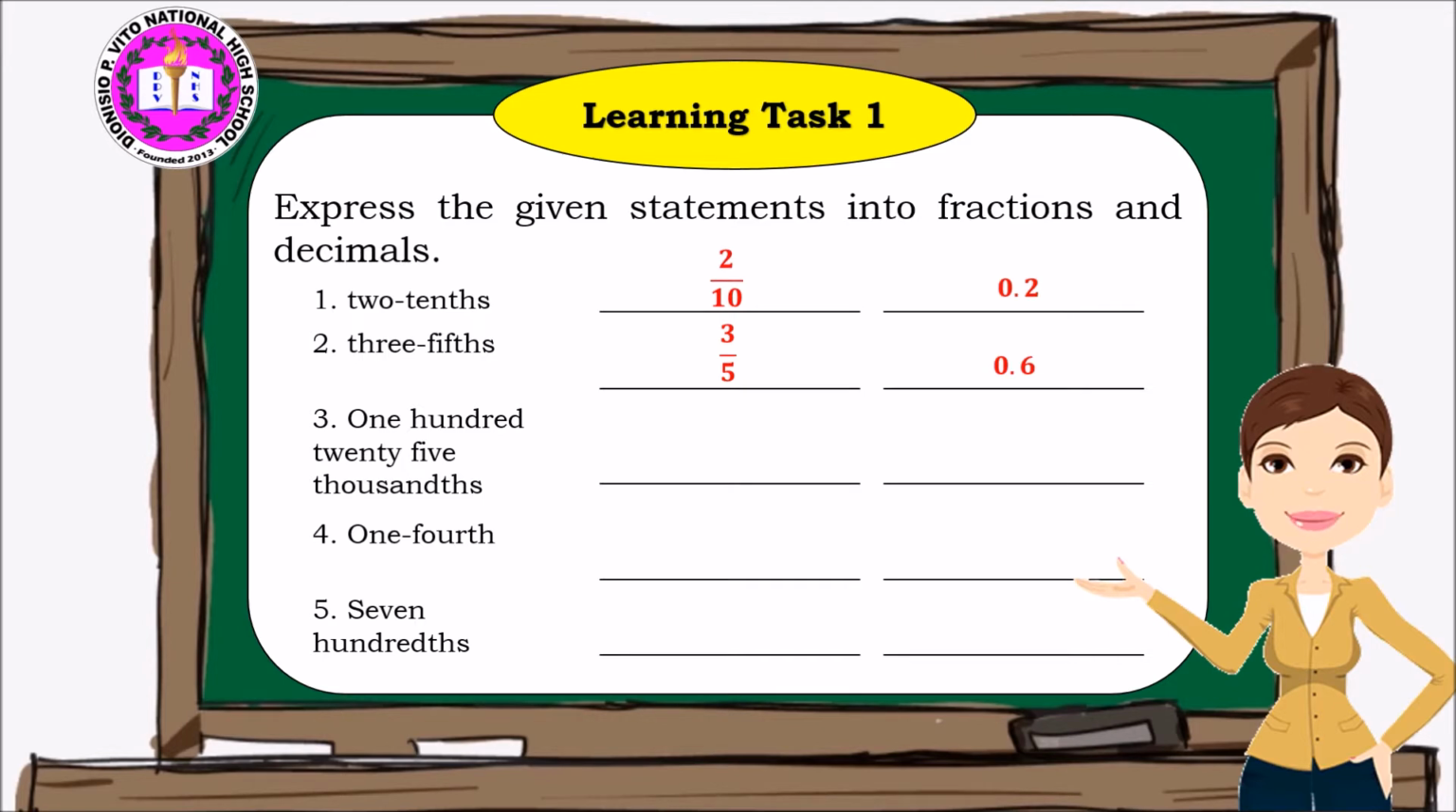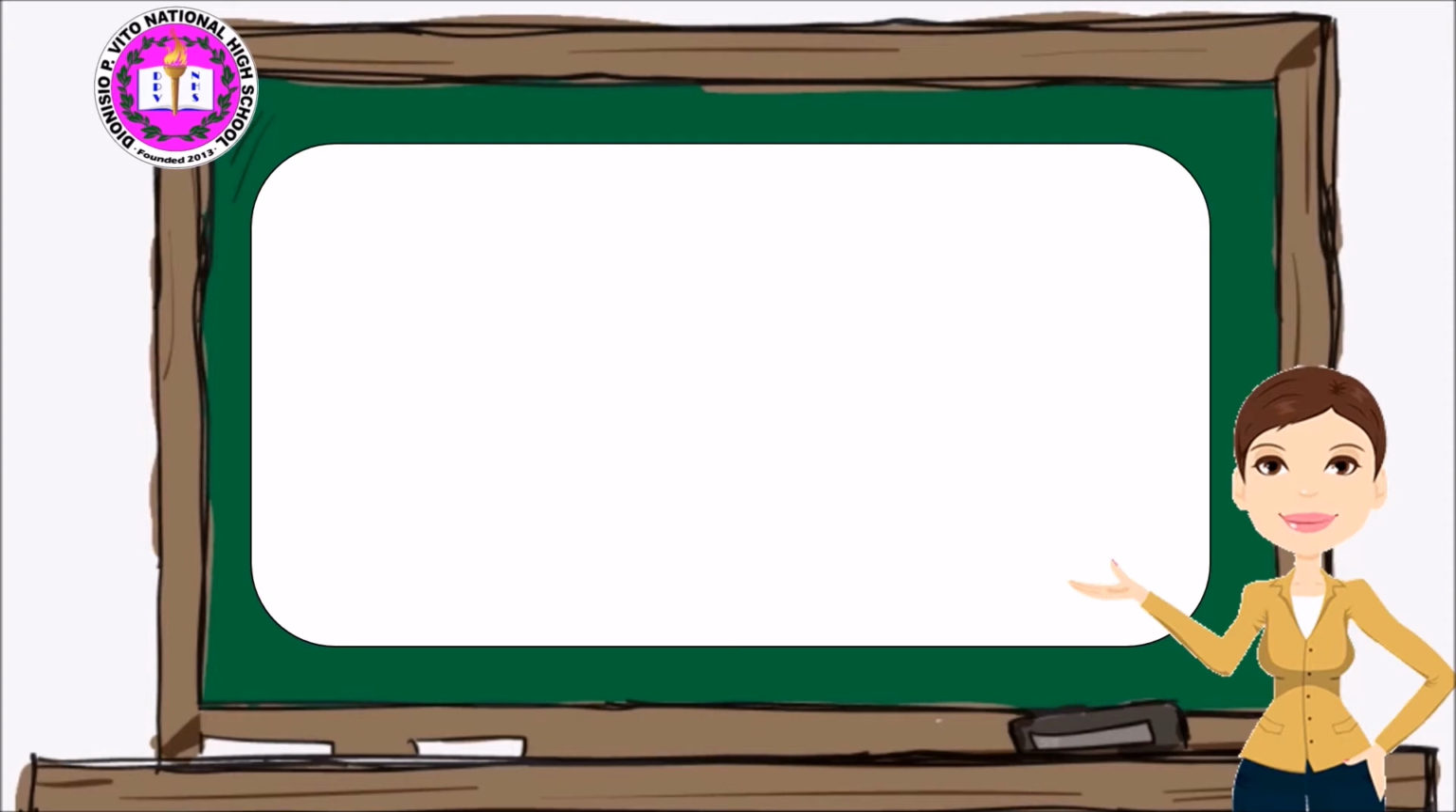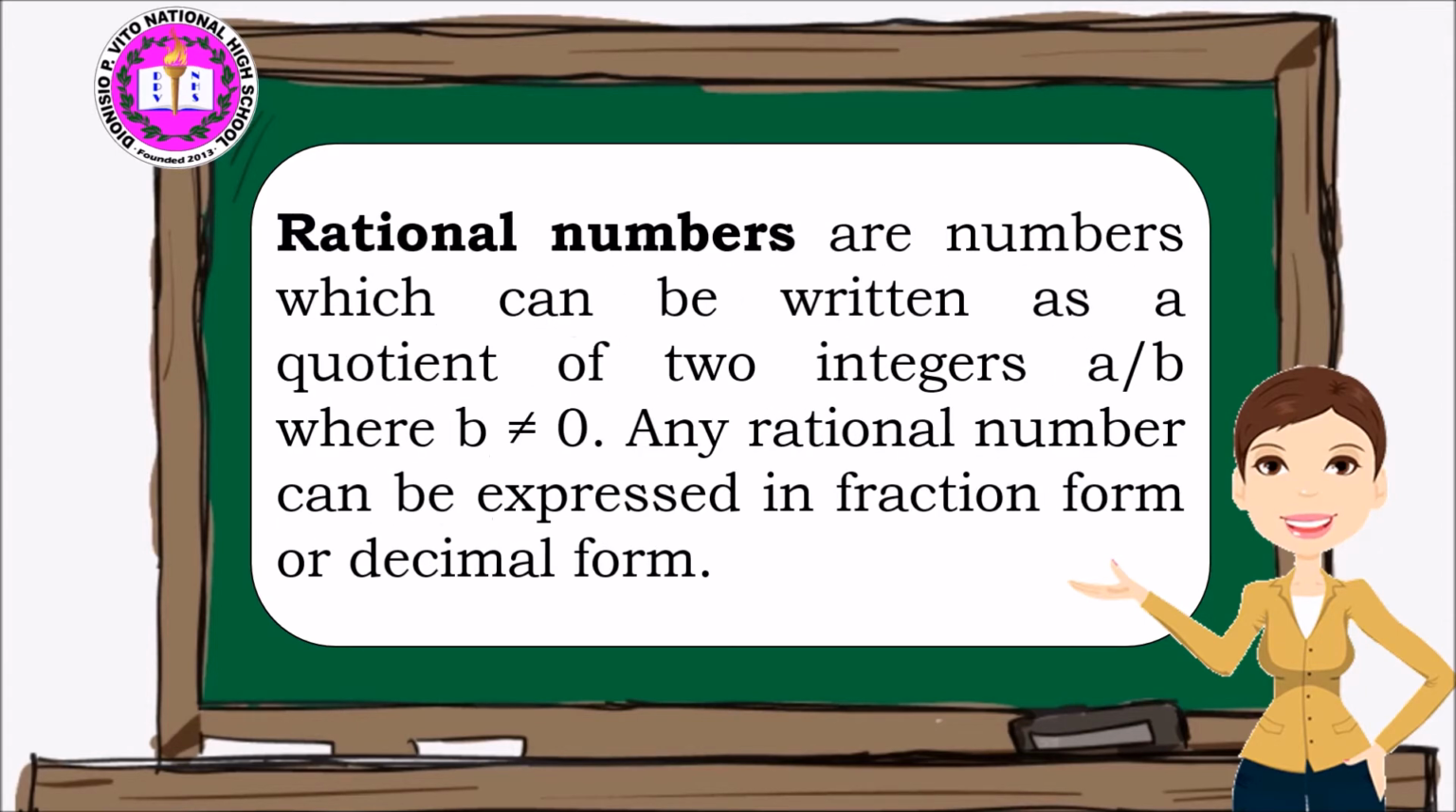Number 3, 125 thousandths. Therefore, we have 125/1000 and 0.125. Number 4, 1/4. Therefore, we have 1/4 and 0.25. Number 5, we have 7 hundredths. Therefore, we have 7/100 and 0.07.